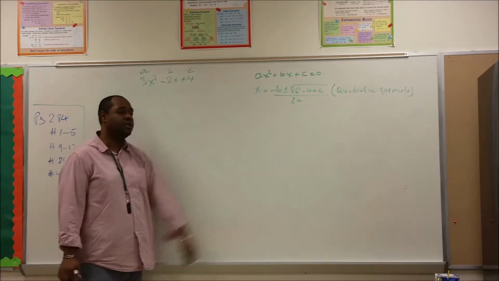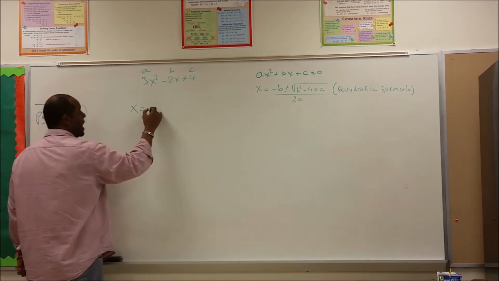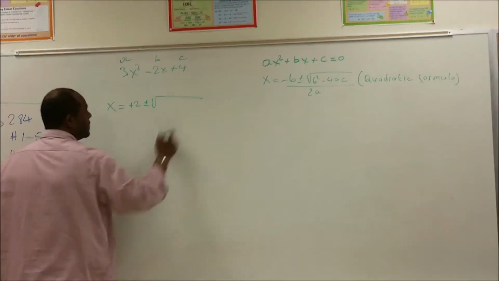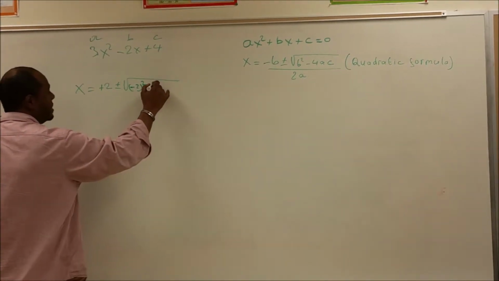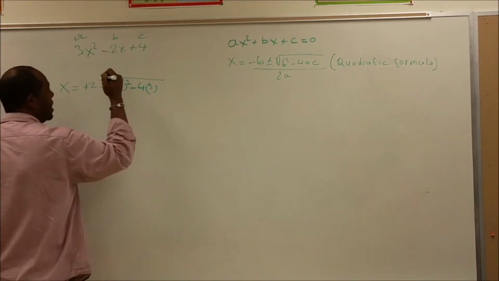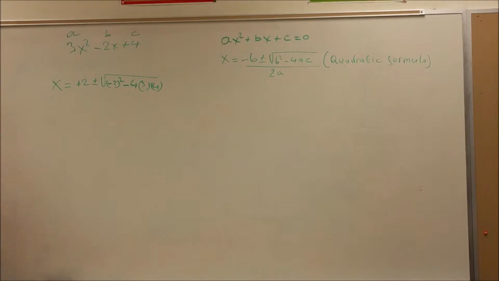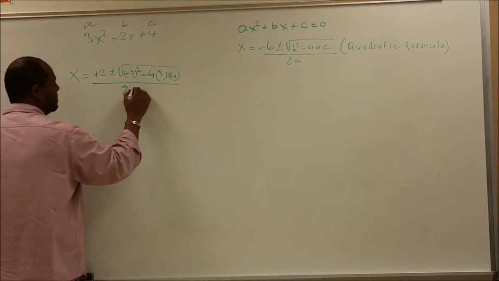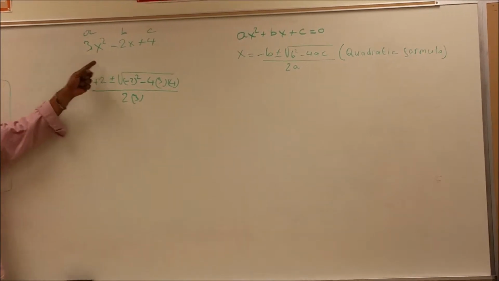So I'm going to plug into the formula. We have x is equal to minus b. There will be minus, minus, so there will be plus 2, plus or minus square root. And then b squared, that's minus 2 squared. Minus 4 times what is a? a is 3. And c is what? 4. You got that so far? Yes. And then you're going to divide this entire thing by 2 times a. That's 2 times 3. That's how you replace the values. All right? You look at the letters here, and then you replace them by their values.